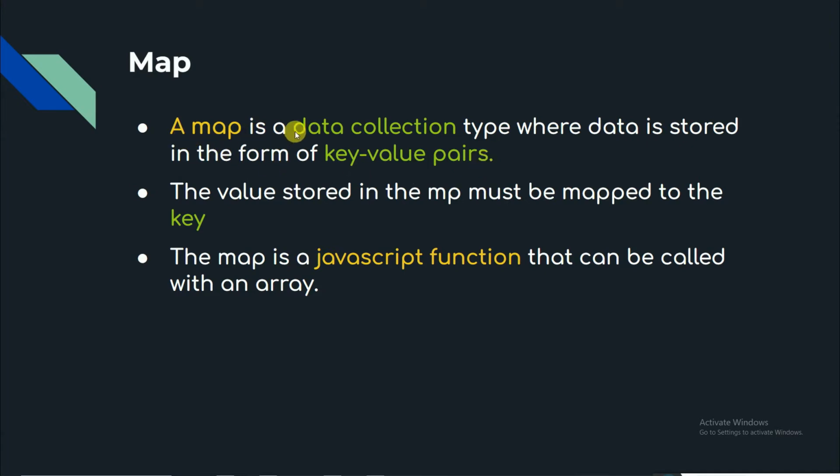A map is a data collection type where data is stored in the form of key value pairs. The value stored in the map must be mapped to the key. The map is a JavaScript function that can be called with an array. Understood? Map is a JavaScript function that can be called with an array. So let's dive into the practical.